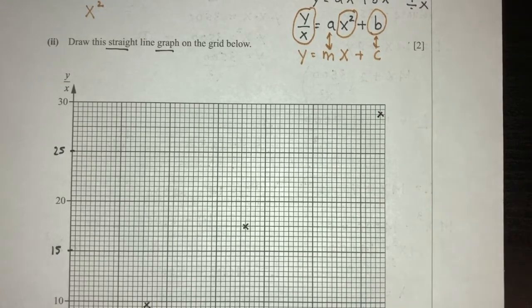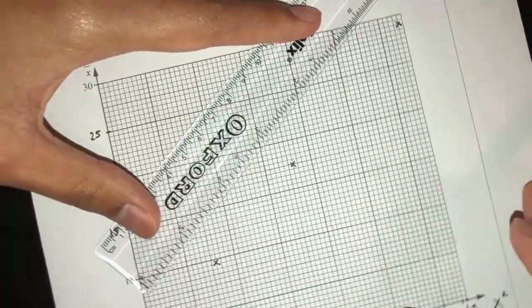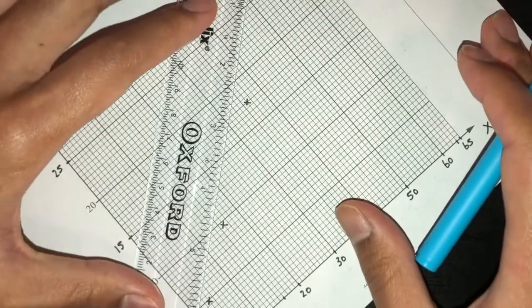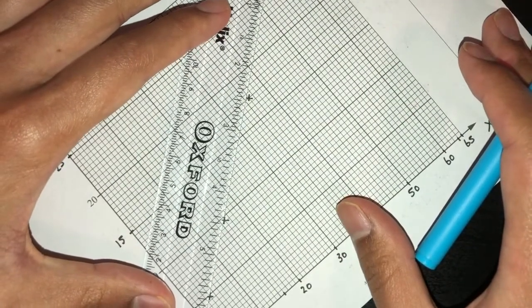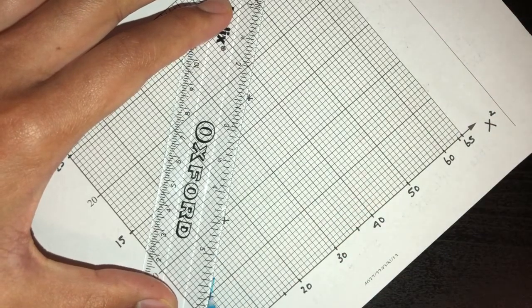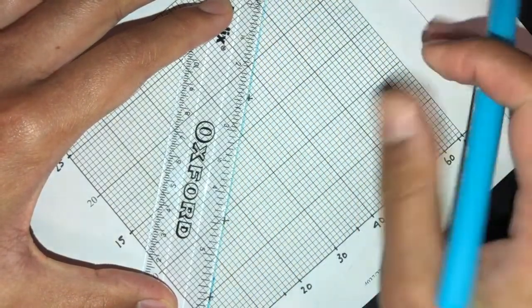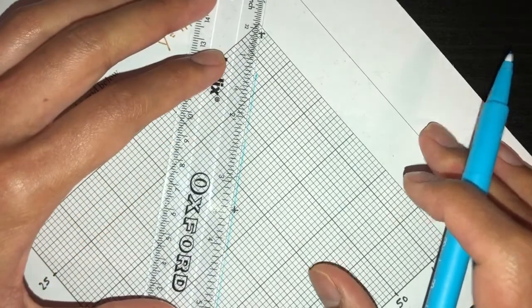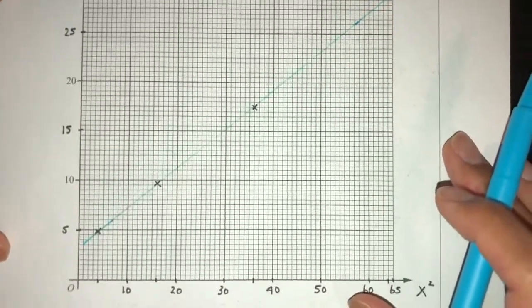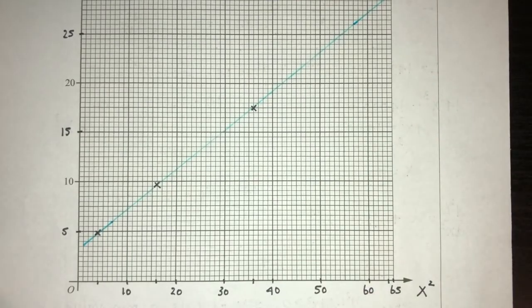So now we have to join all the points by a straight line. Let me use a different color. Let me move this in this direction so you can see where I am joining the points. Okay, so try your best to make a straight line. Something like this. And that will be your graph for part 1. Now let's move on to part 2.